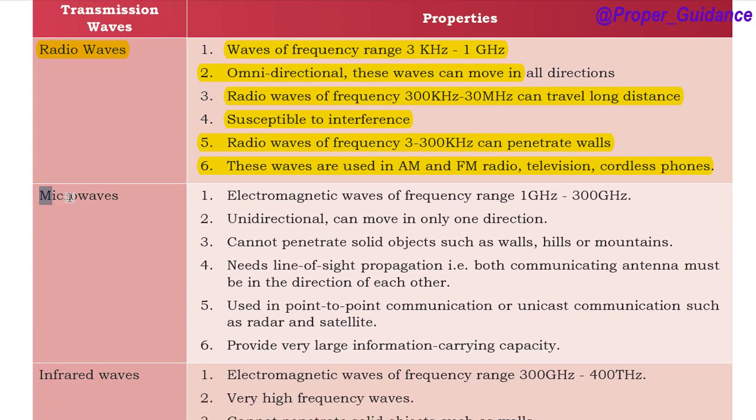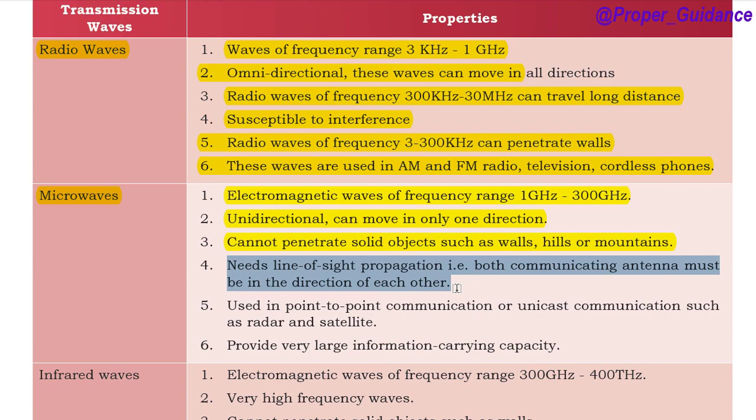Next, microwaves. What are microwaves? Electromagnetic waves of frequency range from this one. Unidirectional, can move in only one direction. This is the basic difference between radio waves and microwaves, because radio waves are omnidirectional, whereas microwaves are unidirectional, and cannot penetrate solid objects such as walls, hills or mountains. Needs line of sight propagation, that is both communicating antennas must be in the direction of each other.